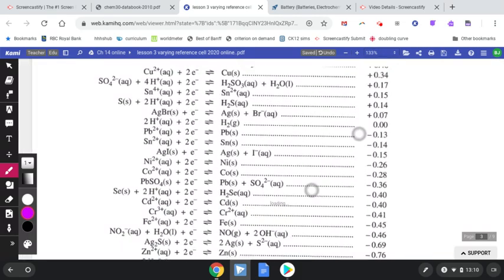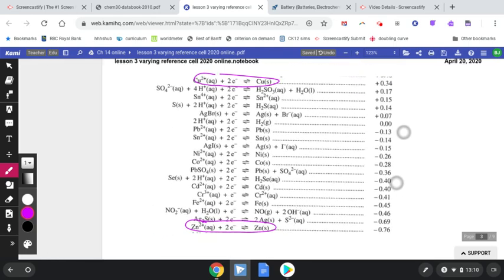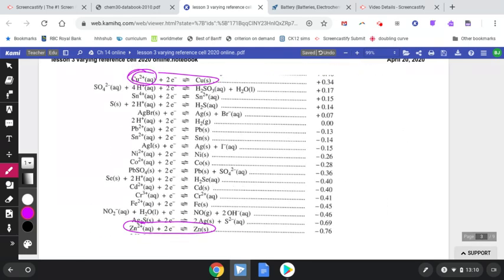Okay, so from your data book, here's the copper 2 plus copper, and here's the zinc 2 plus zinc. So hopefully it's obvious to you that this is our strongest oxidizing agent, so that becomes the cathode. And this is our strongest reducing agent, so that becomes the anode. So we've got a copper cell and a zinc cell, and the copper half cell is the cathode and the zinc half cell is the anode.